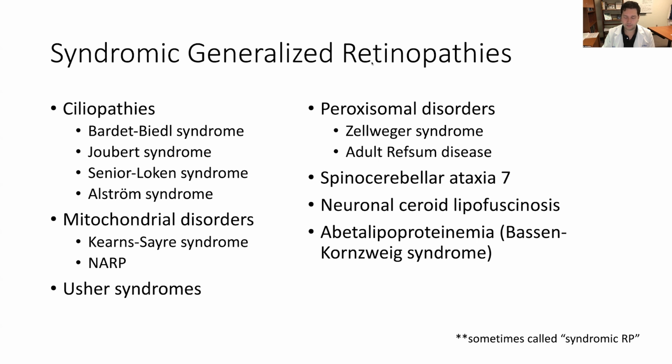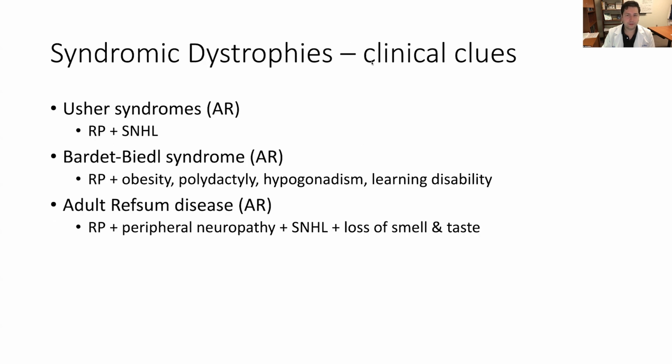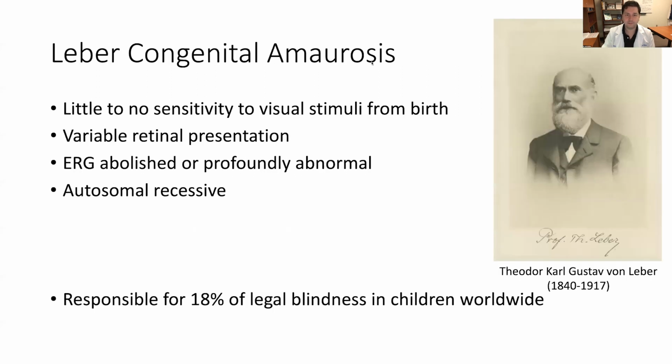other syndromic features. So here's some clinical clues, for example, Usher syndrome, as I mentioned, hearing loss in RP, Bardet-Biedl syndrome, I went over. The patients usually are at the higher end of weight, polydactyly, hypogonadism, learning disability, or developmental delay. Adult Refsum disease. These patients have a metabolic disorder and have retinitis pigmentosa, peripheral neuropathy, and hearing loss, with also an associated loss of smell and taste. And so teasing apart these clinical features is a reason why it often takes some time to sit with the patient, understand their history, and ask a good review of systems and past medical history.